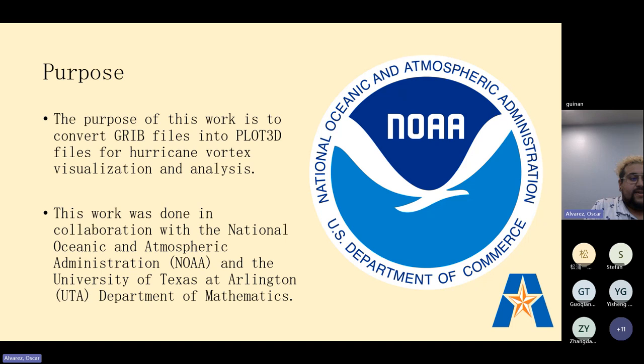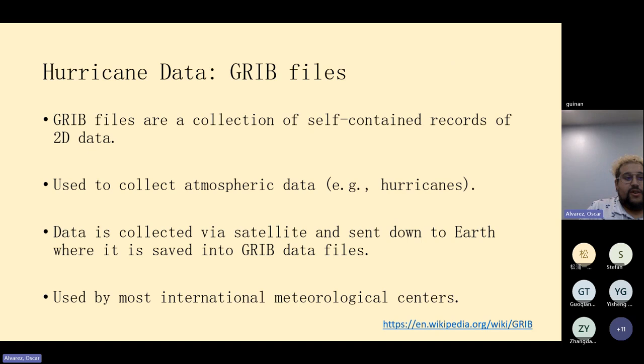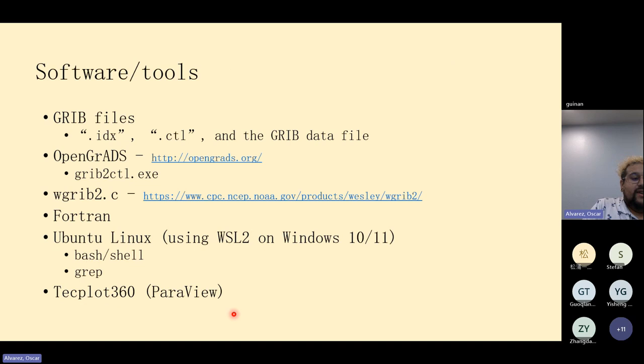So the hurricane data comes in what are called GRIB files. GRIB files are a collection of self-contained records of two-dimensional data. They are used to collect atmospheric data, such as when hurricanes are occurring. The data is collected via satellite and sent down to Earth, where it is saved into GRIB data files. This GRIB format is used by most international meteorological centers. So it's a very common way to read weather data.